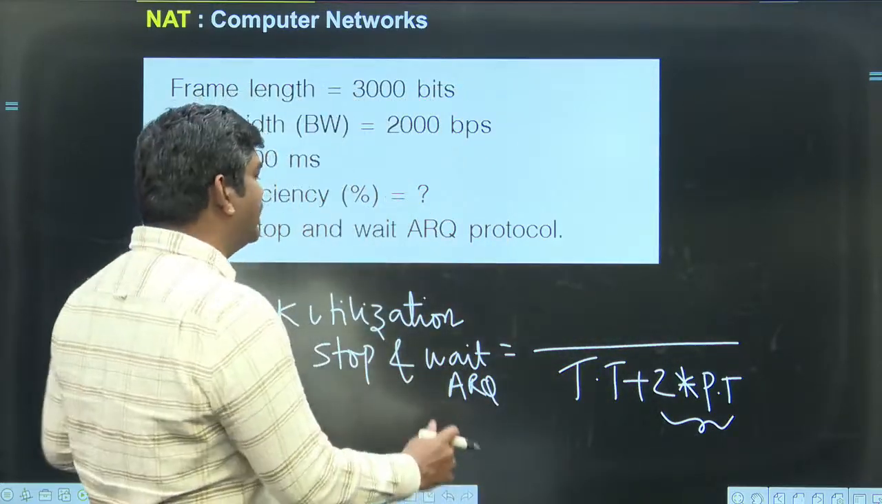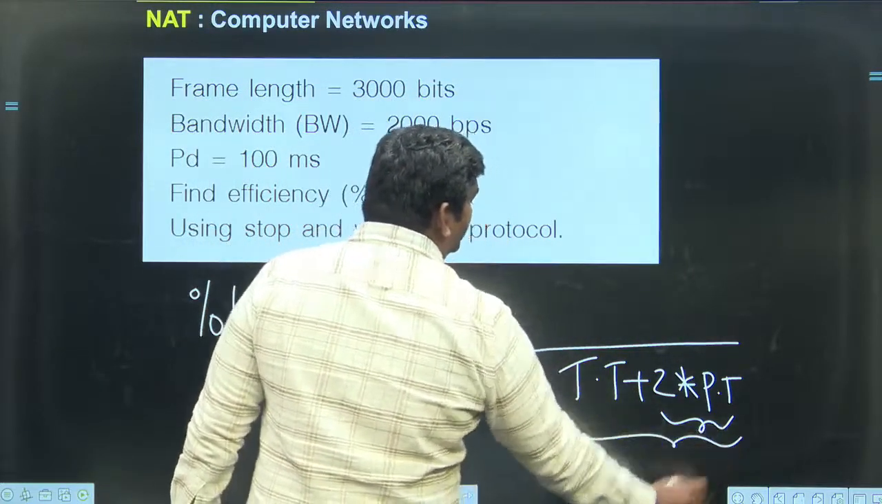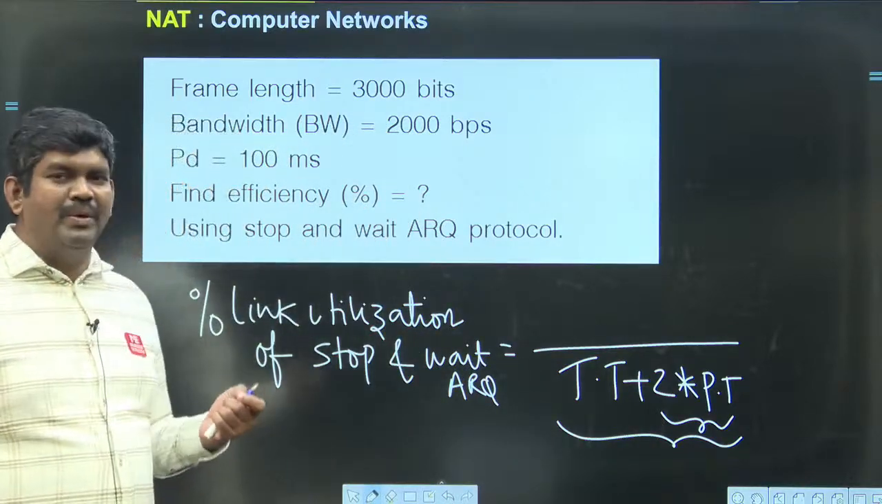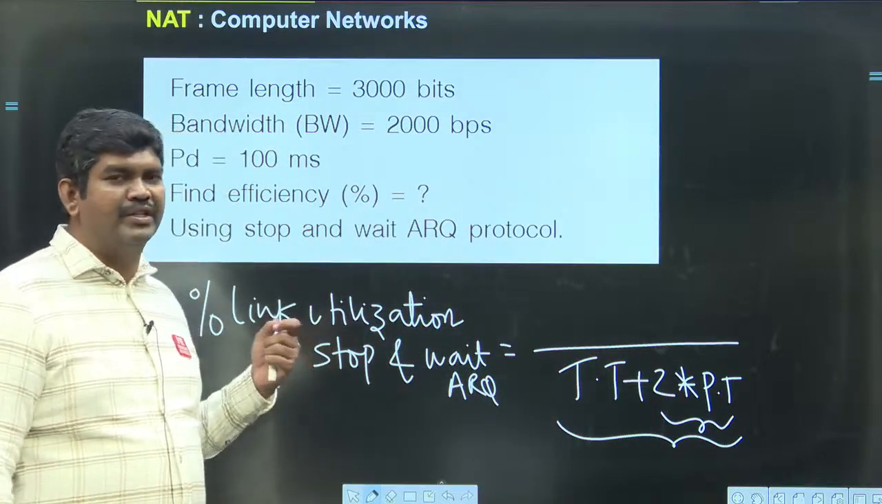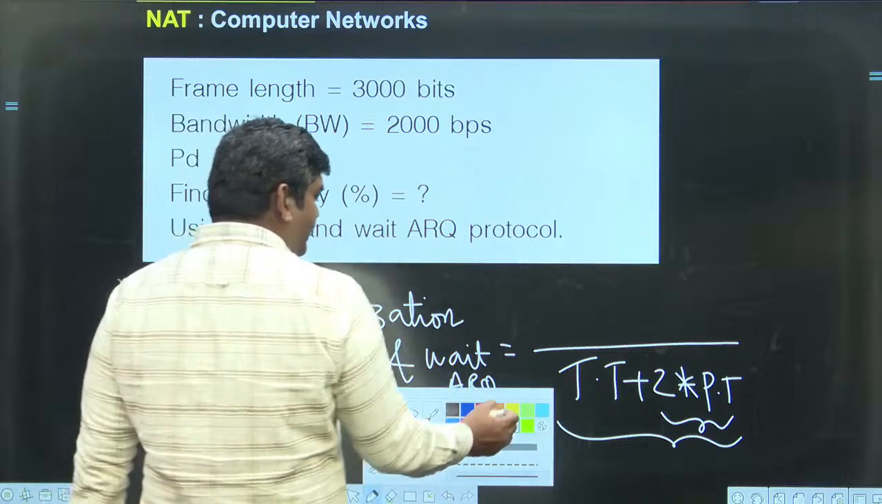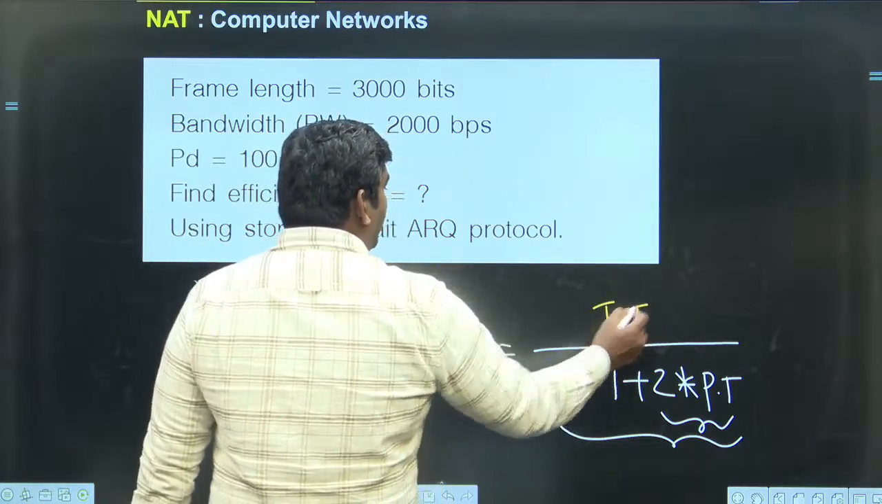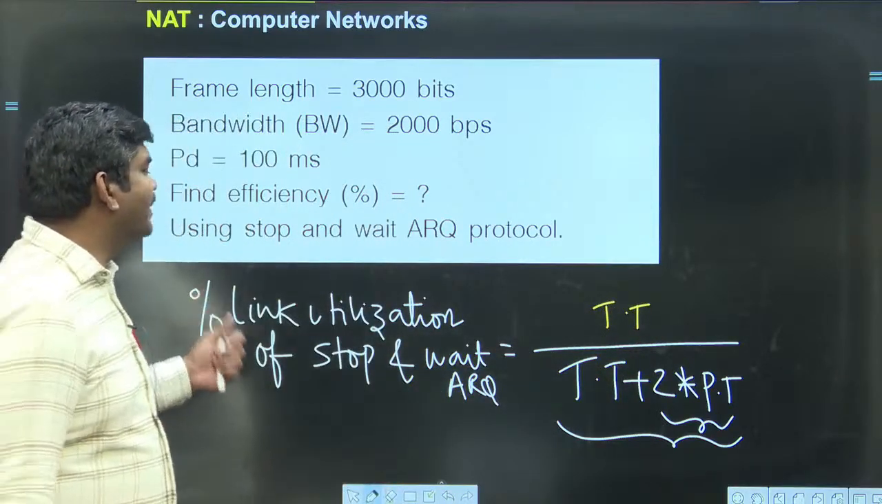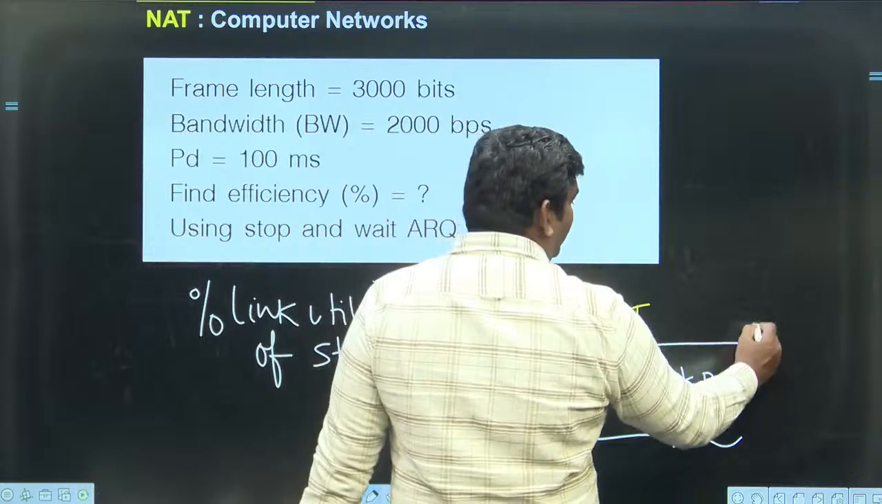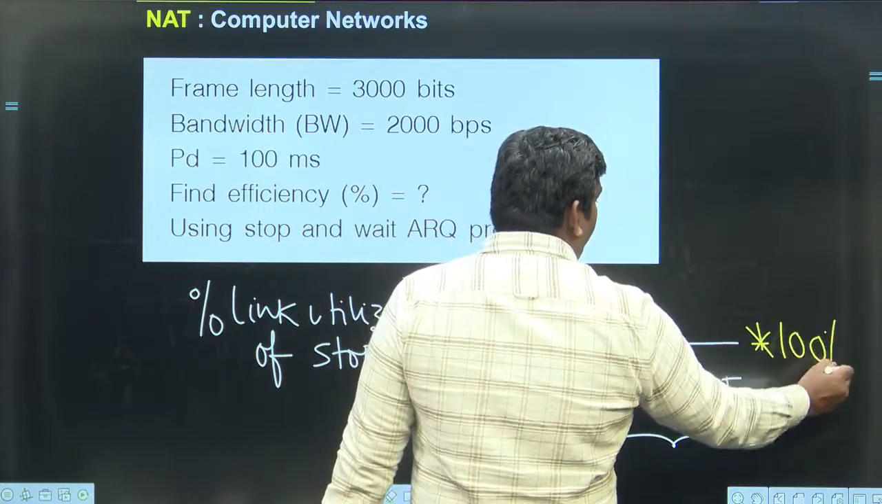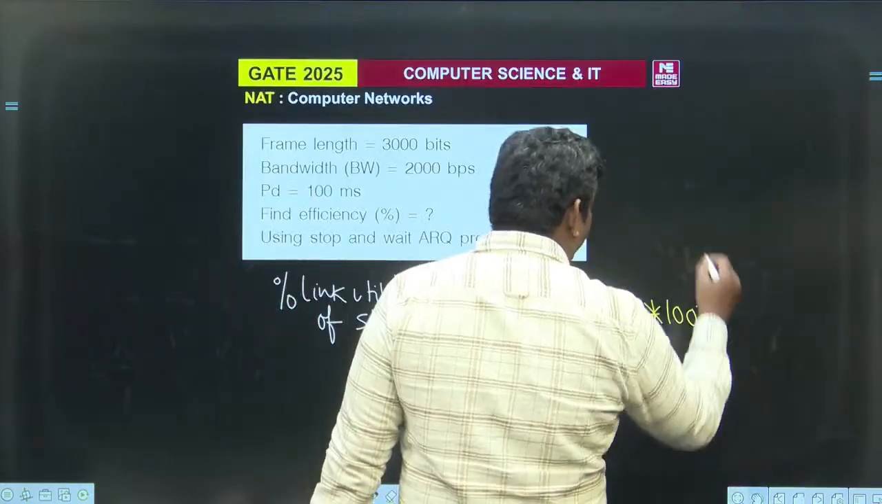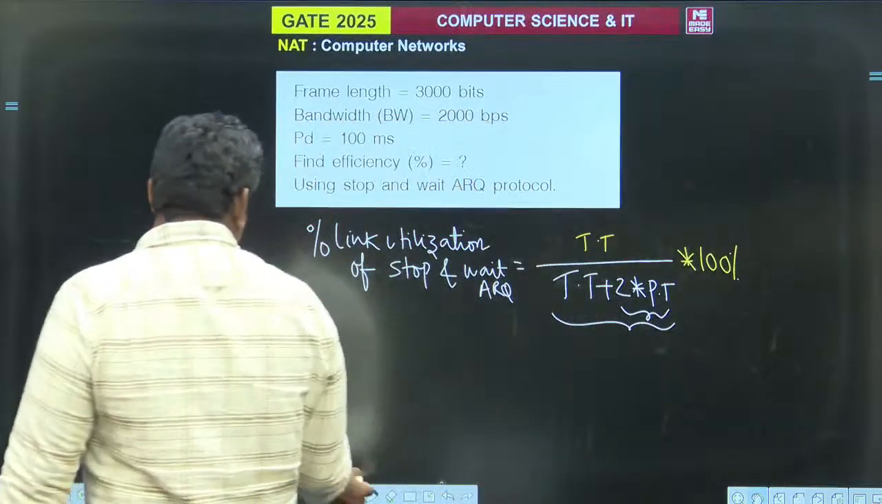So out of this total time, that is TT plus 2 into PT, how much time is effectively utilized by the sender when it is transmitting the data? It will be what? TT. And if they are asking in percentage, you just have to multiply by 100. So here why is it such an important query?